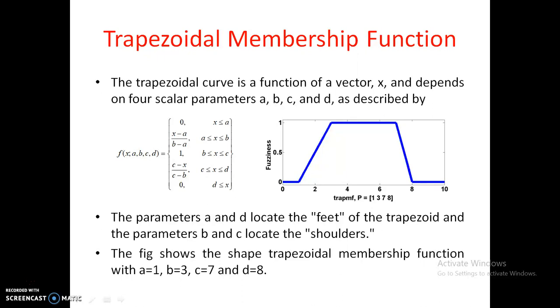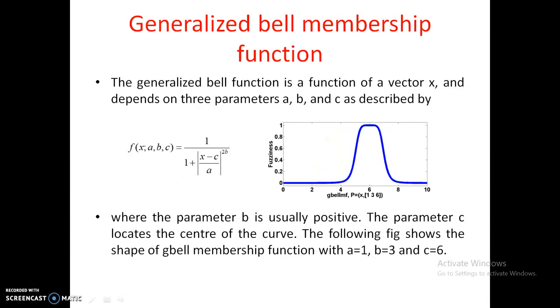The thing is very simple and the story comes from the formula only. It is clearly written here that from B to C the value should be 1. You just observe the formula, it's self-explanatory. You can directly see it and you can put the values from 0 to 10 so that you will get the y-axis, that means the fuzziness of the system. We can see here A and D are the feet and B and C are the shoulders. This is the explanation for the trapezoidal membership function. Let's move on to the other membership function.